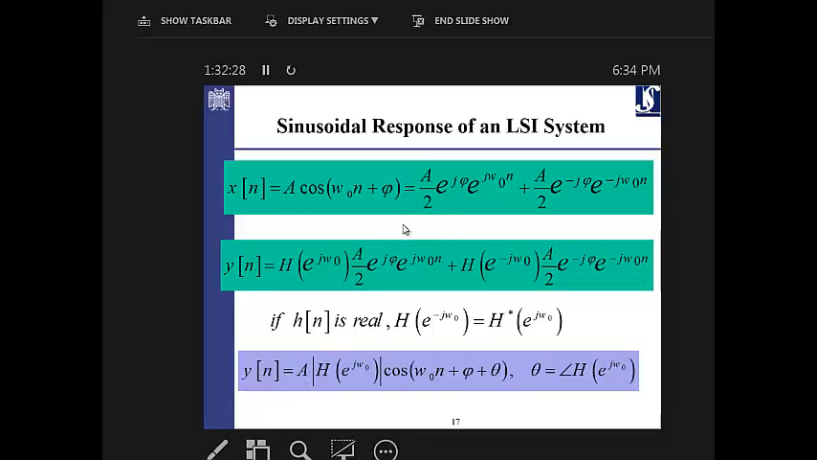So it means that if you apply any cosine signal to the input of an LSI system, the output is exactly the same thing with a slight difference. One is in the magnitude, which is the magnitude of that system in the Fourier domain. The magnitude of the system is multiplied in the magnitude, and the phase of the system is added here. Here is the phase of the system.